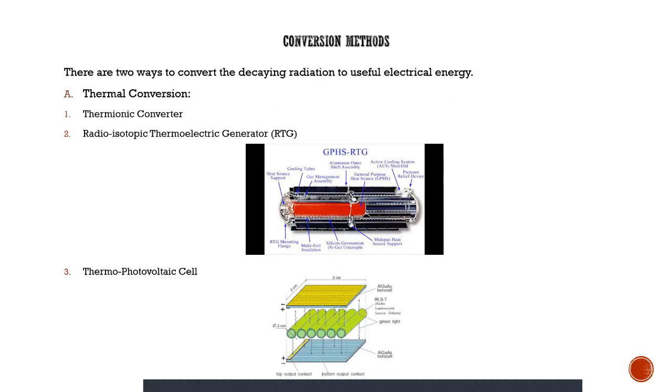Now we have certain conversion methods. As I already told, the nuclear battery runs on some conversion methods, so the heat is converted into electricity. There are two ways to convert the decaying radiation to useful electrical energy. The first one is thermal conversion. In this conversion, the output power is a function of the temperature difference. It means that we use the high temperature from the radiation of the material and turn that into electricity.